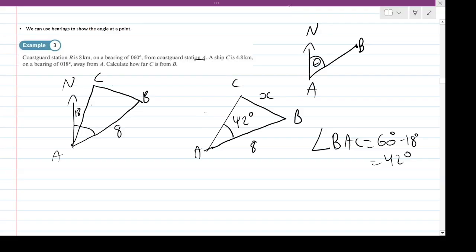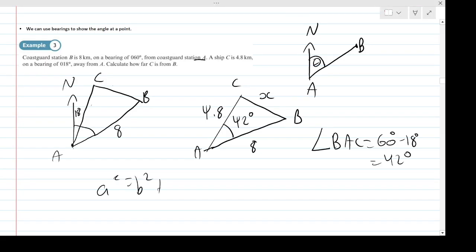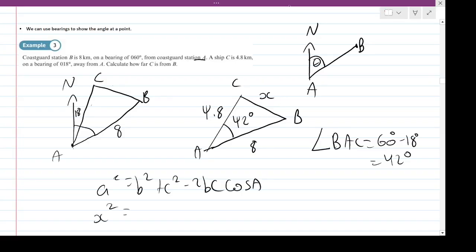At this point, it should be a fairly standard cosine rule problem. Because now we need to find the missing side x. We know an angle, and we know this side as well, 4.8. We know two sides and an angle, so we can work out the side facing the angle. Remember the cosine rule: a squared is b squared plus c squared minus 2bc cosine of A. Now a squared is CB, is x, the missing side that we want to find.